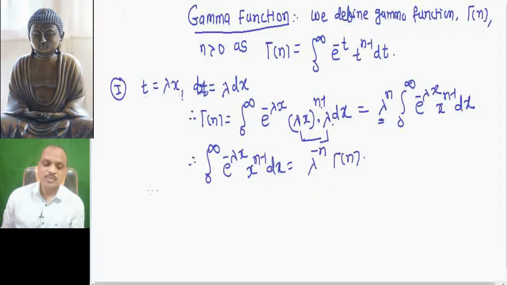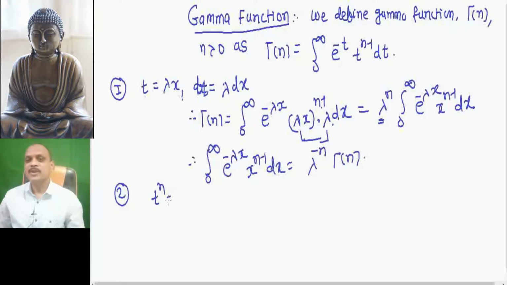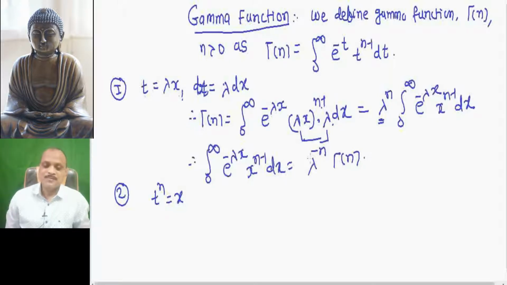Secondly, if we put t raised to n equal to x, again the limits will remain unchanged in this case. As t equal to 0 we get x equal to 0, and as t tends to infinity x tends to infinity. But from this t will be x raised to 1 by n, and dt will be 1 divided by n into x raised to 1 divided by n minus 1 into dx. Let us put this value.